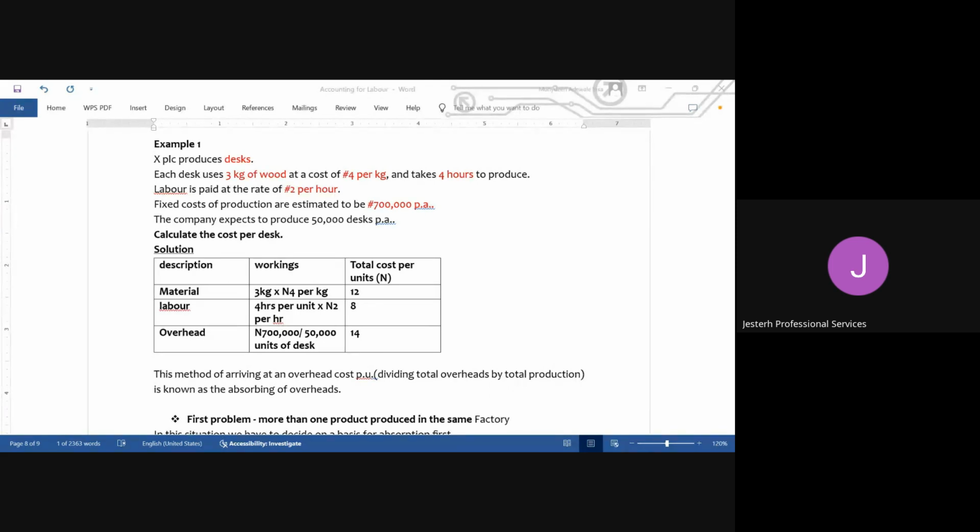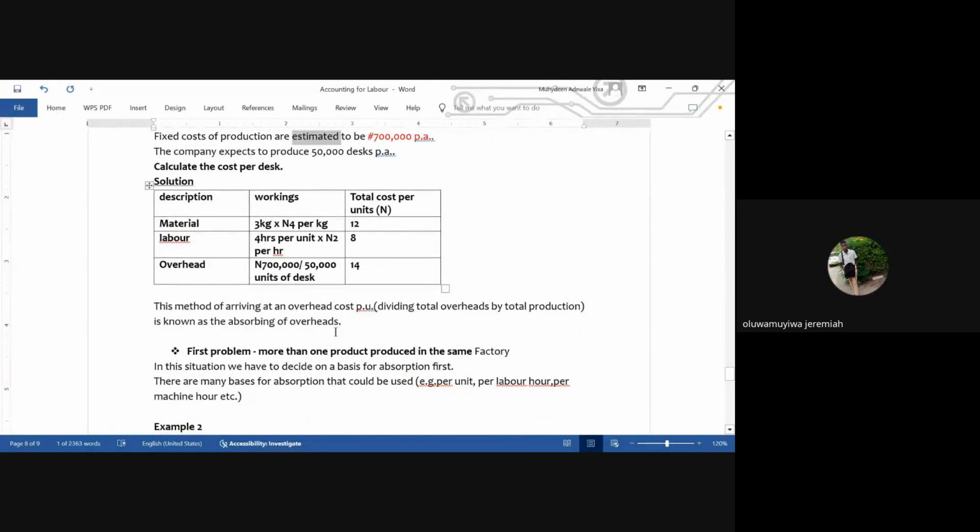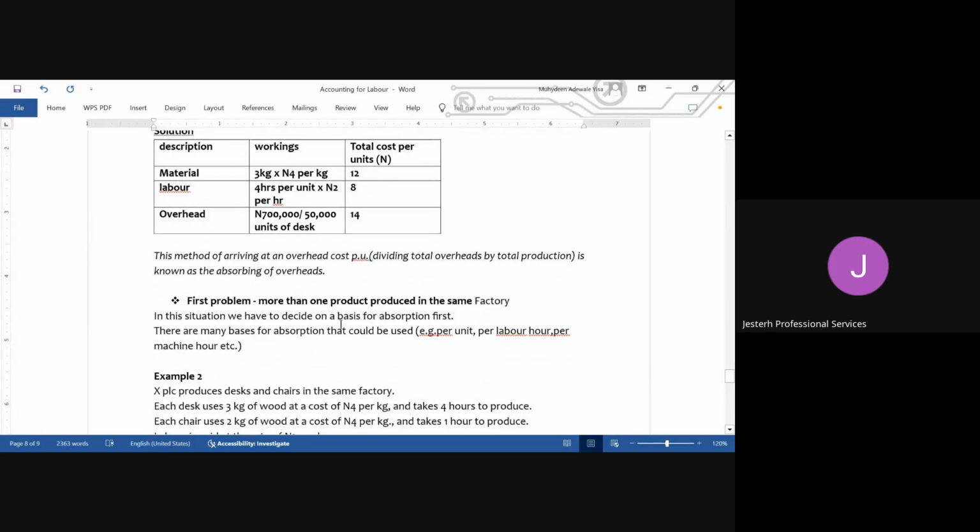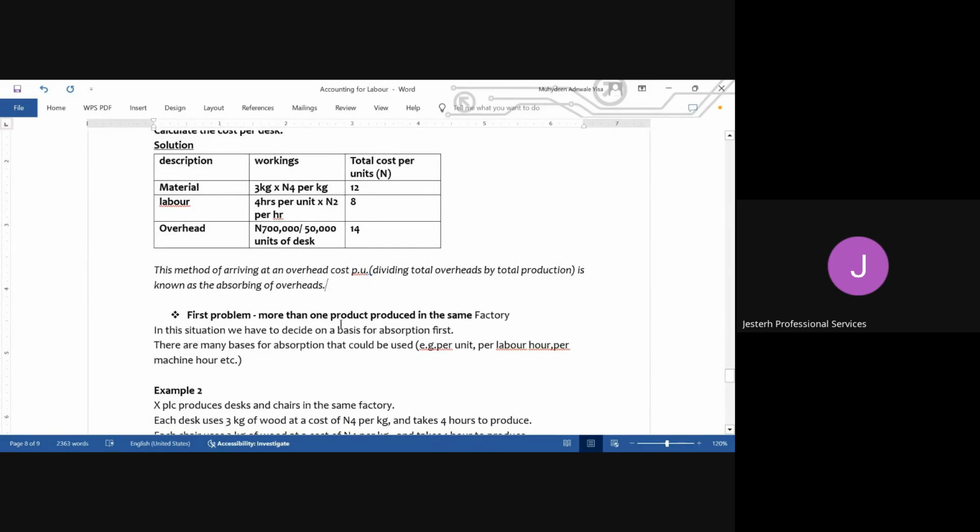Okay, let's proceed. Now, this one that we just did is only on one production. What if an organization has more than two productions? How are we going to absorb this overhead accordingly, to make sure that an organization is able to absorb this overhead? Now, let's move to the next.